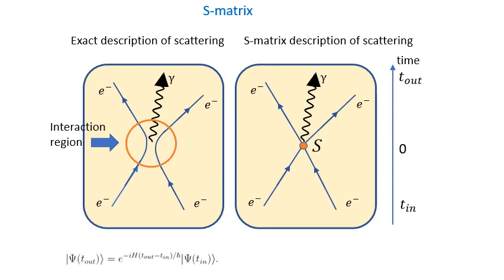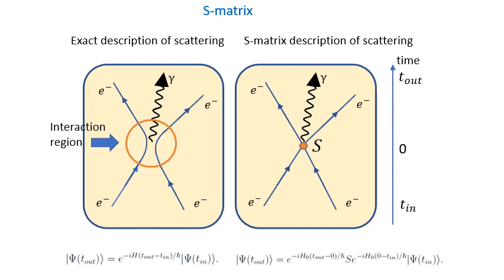In addition, we can assume that the interaction region is very small and all changes occurring there happen instantaneously. So the abrupt change of the state at time 0 is achieved by applying a single operator S, which is called the S matrix.